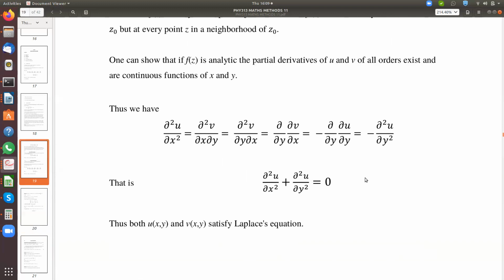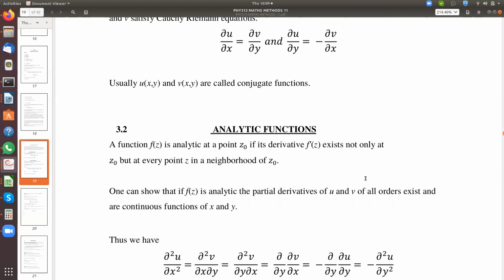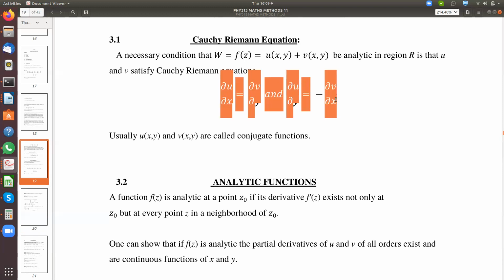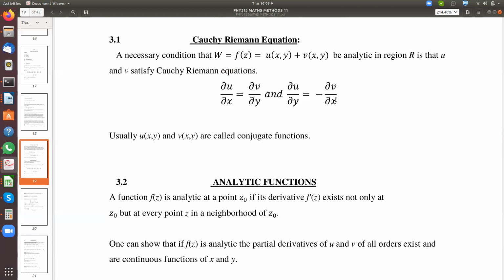Once you have them, they must satisfy this condition: u ds must equal v dy, and u dy must equal minus v ds. This is the condition. If all four, by the time you put them into the expression like this, satisfy the condition, then they obey the Cauchy-Riemann equation. Is that taken?